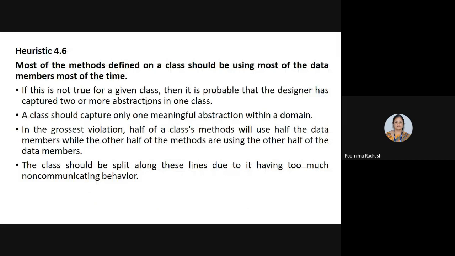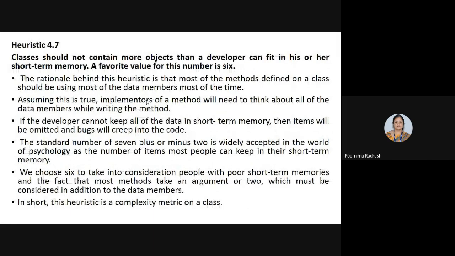And heuristic 4.6 was that most of the methods defined on a class should be using most of the data members most of the time, that we discussed in the last class. And the next heuristic for the containment relationship is that classes should not contain more objects than a developer can fit in his or her short-term memory, and the maximum number is fixed at 6. A favorite value for this number is 6.